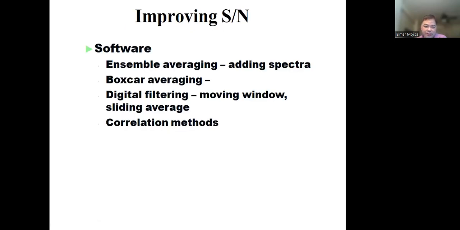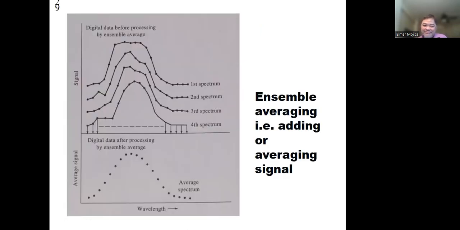Now, another thing that we can do is software methods. And this is the easy one. Usually this is the digital filtering. Ensemble averaging is just what? When you do ensemble averaging, you just collect more and more data. That's what we do in Raman. So we just have to collect as many samples as we can. But there's a limit, especially if you have biological species or biological material.